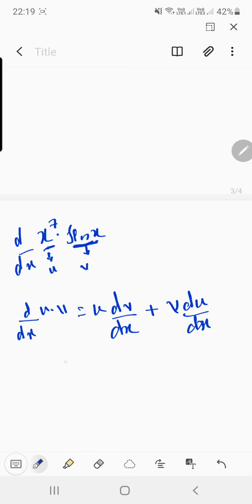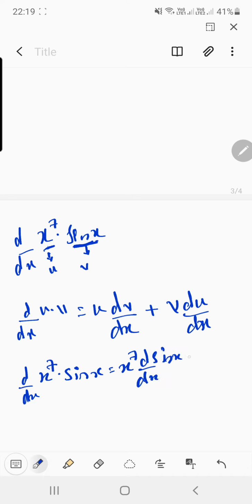Let me just give you a gist of this particular sum itself. So derivative of x raised to 7 into sin x will be x raised to 7 stays as it is, derivative of sin x, plus sin x stays as it is, derivative of x raised to 7. So this is how you solve it.